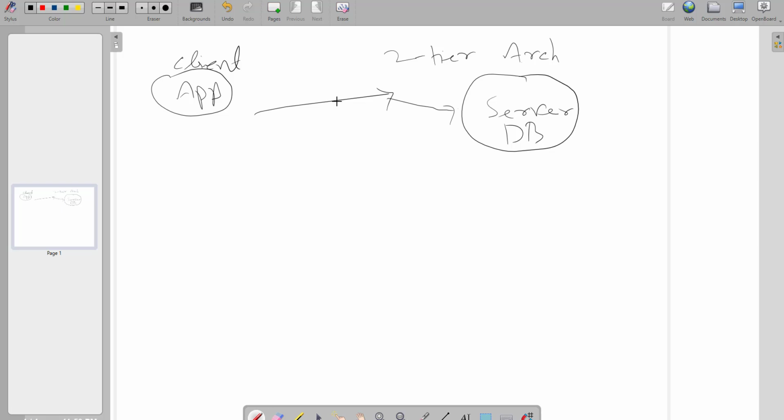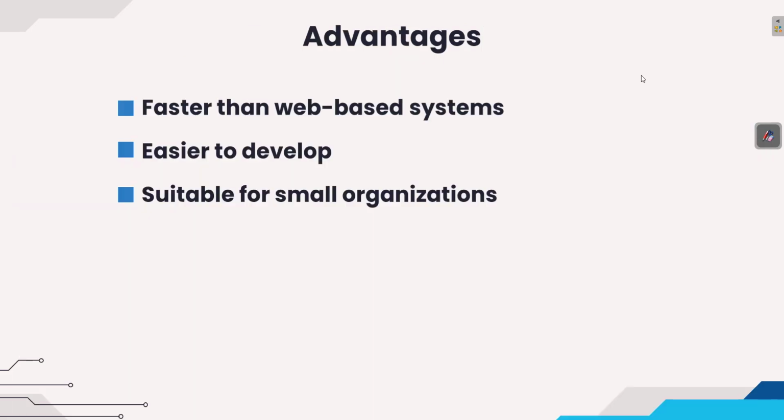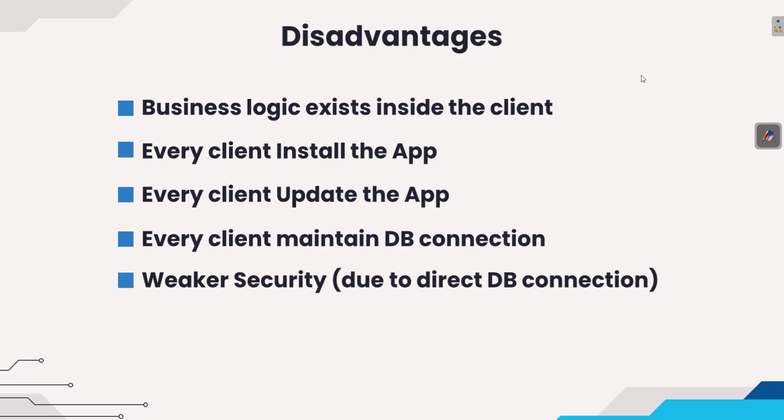Two-tier architecture, right? It is faster than web-based systems because you are directly communicating with the systems. It is easier to develop and suitable for small organizations. But at the same time, it has different disadvantages as well.